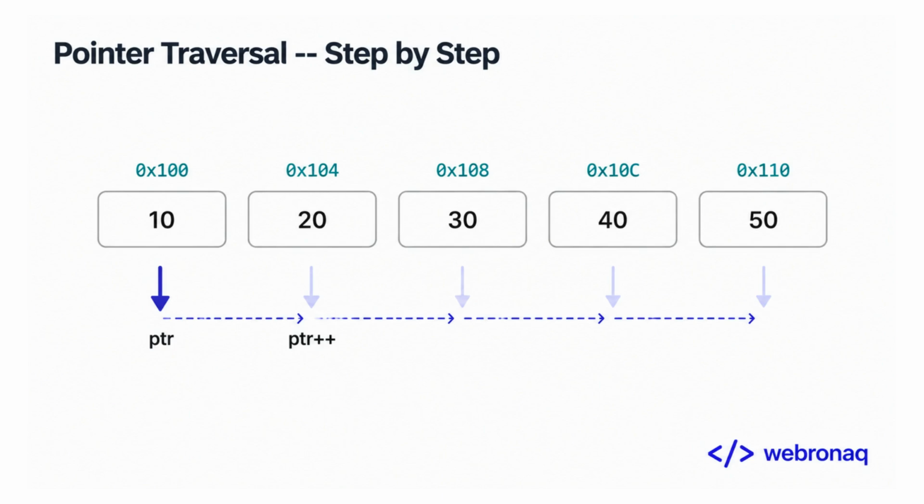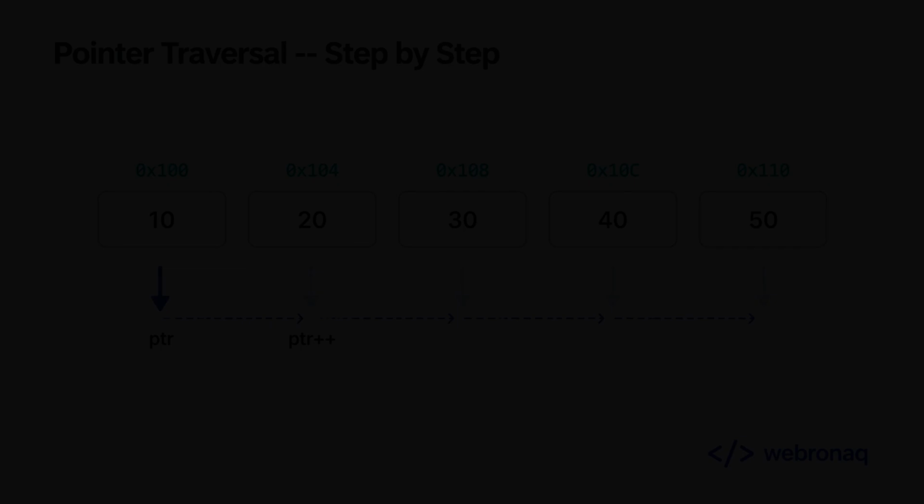When we write ptr++, the pointer does not simply add 1 to the address. It adds 1 times the size of the type, so 4 bytes, landing at 0x104, which holds 20. Increment again, and it reaches 0x108, giving us 30. Each step moves exactly 1 element forward. That is pointer arithmetic. Dereferencing ptr at each position reads the value sitting there. No index variable needed. The pointer walks the memory directly. In the final slide, we will pull everything together into one clean mental model you can carry forward.